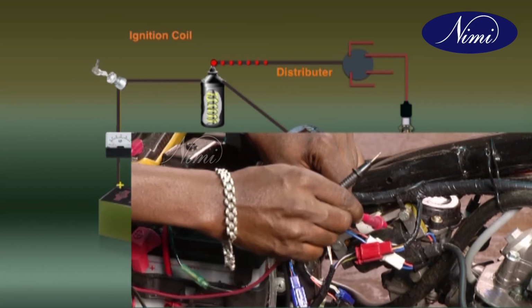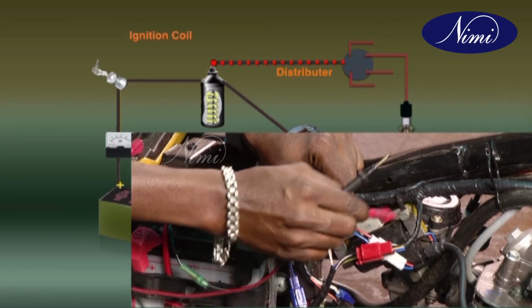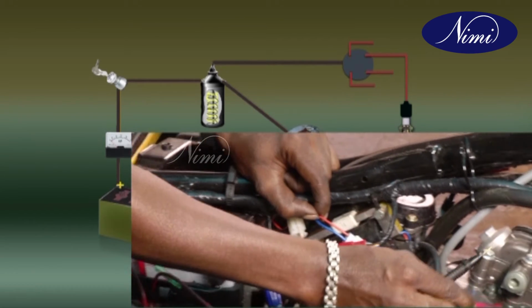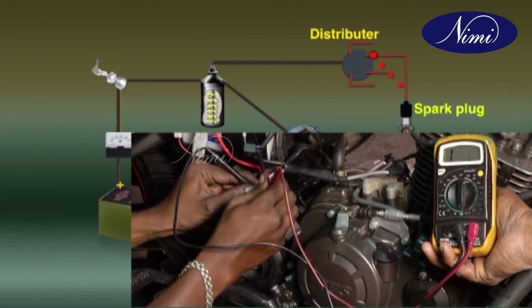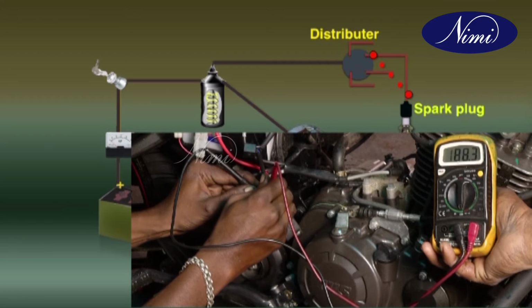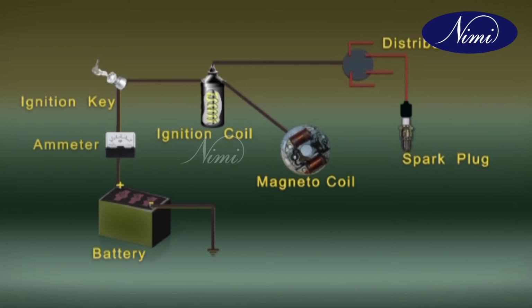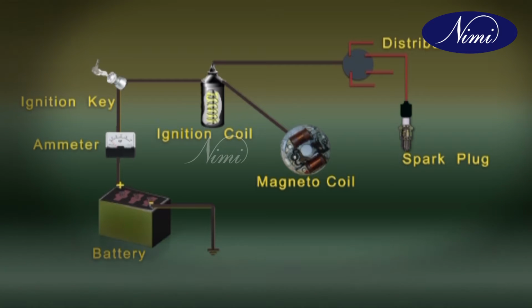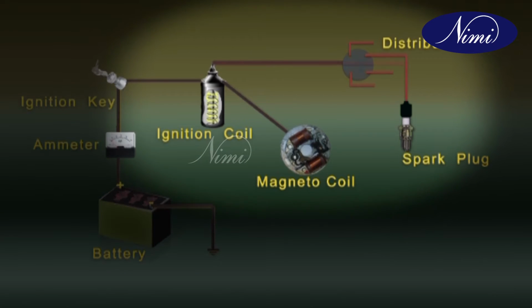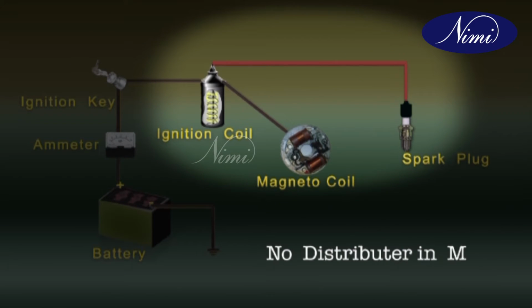Ignition coil and distributor cap motor. Distributor outer terminal and each spark plug. There will be no distributor in mopeds. The spark plug will be directly connected by the HT lead to the secondary coil.